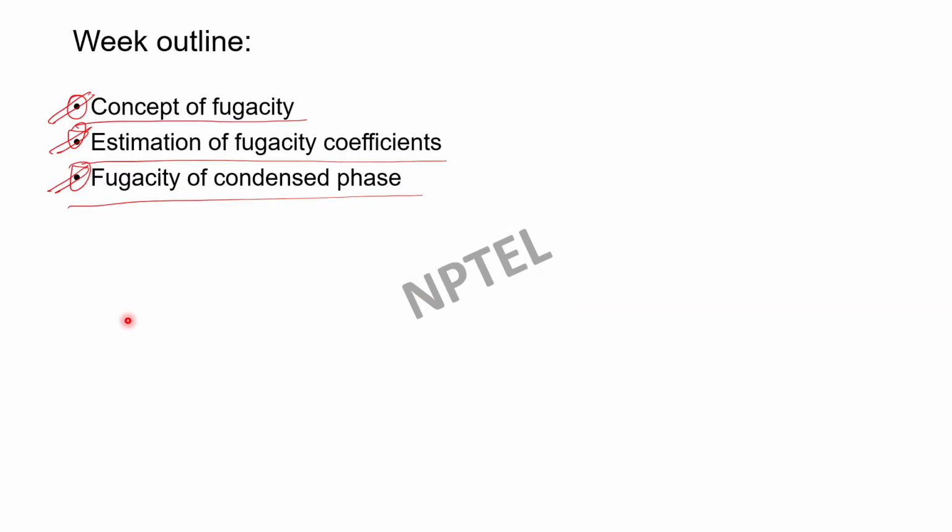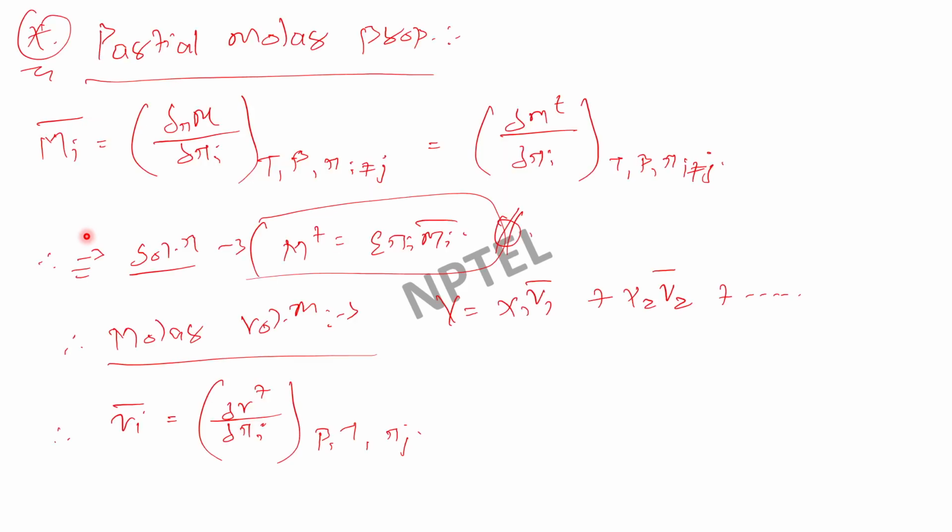Okay, so this is for the week 6, and the week contents are somewhat like this. The first concept that we're going to discuss is the concept of fugacity and the fugacity coefficients and the fugacity of the condensed phase. So this week 6 is totally based on the concepts of fugacity, its fugacity coefficients and their estimation, along with the discussion on the condensed phase fugacity. Okay, so we'll move on right now.